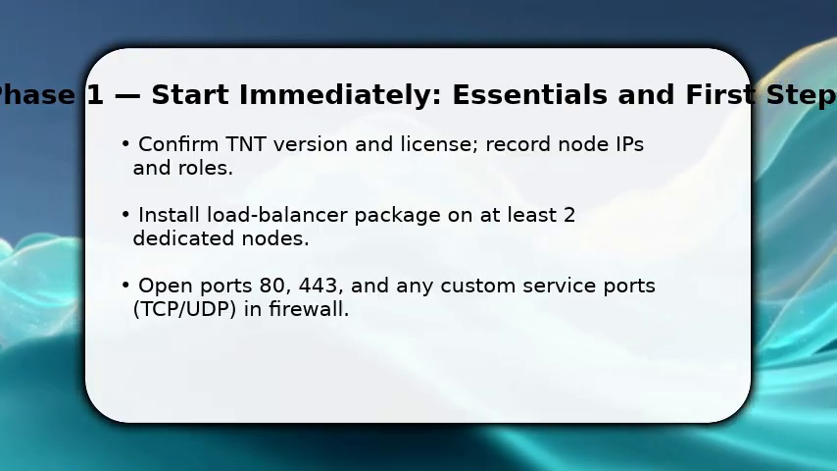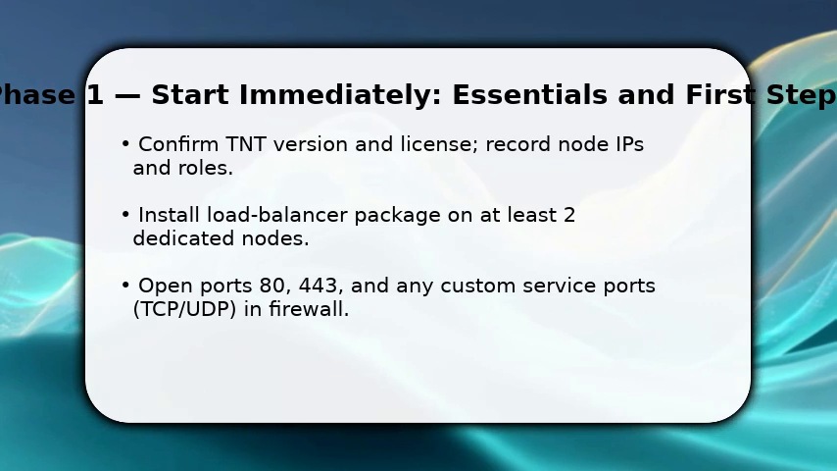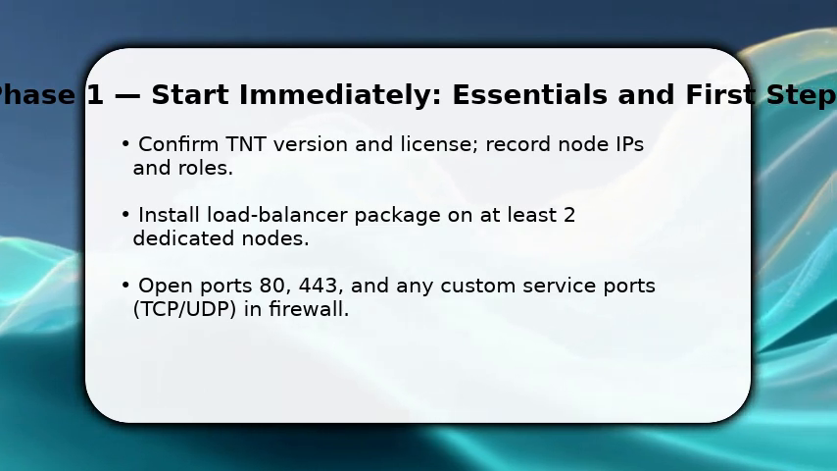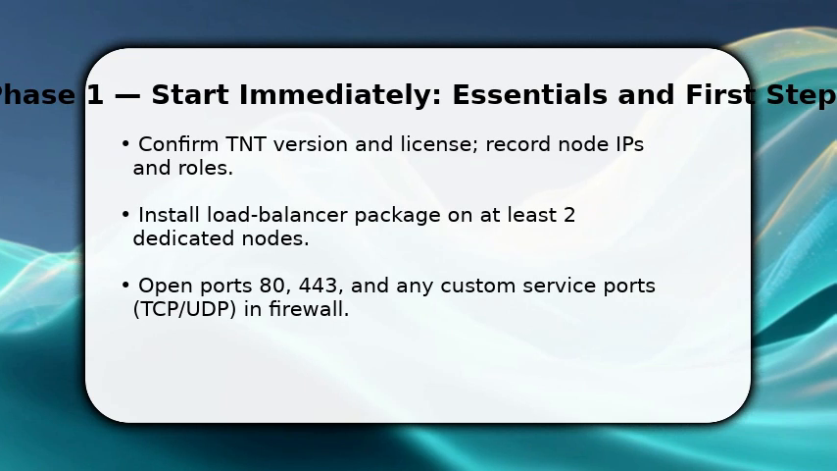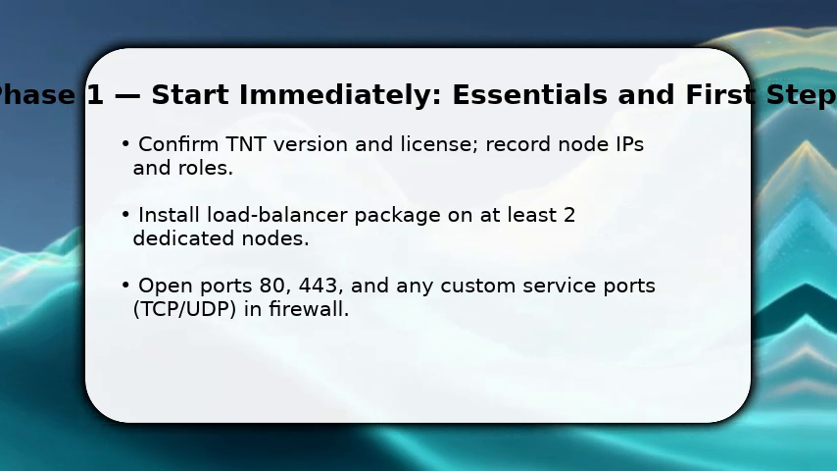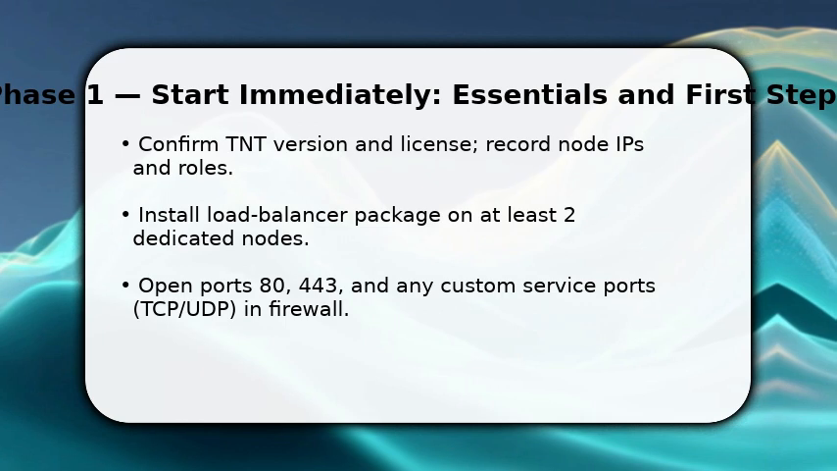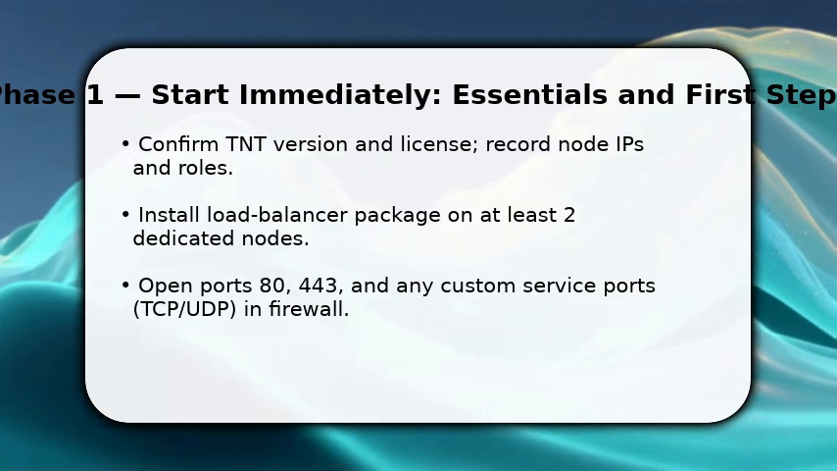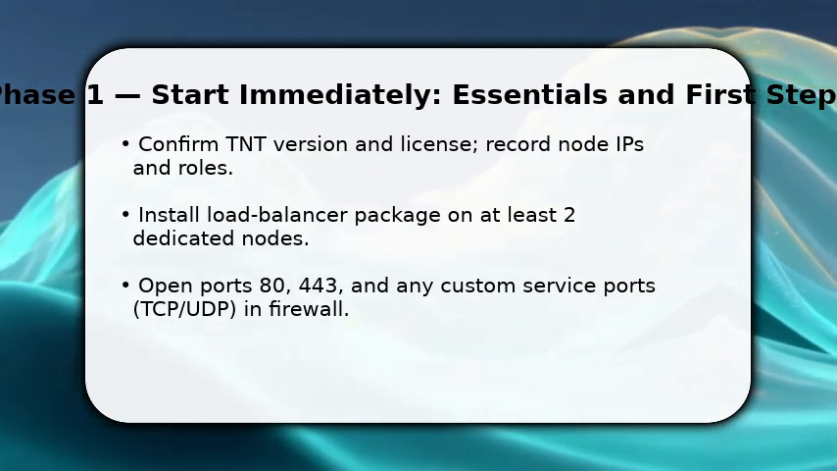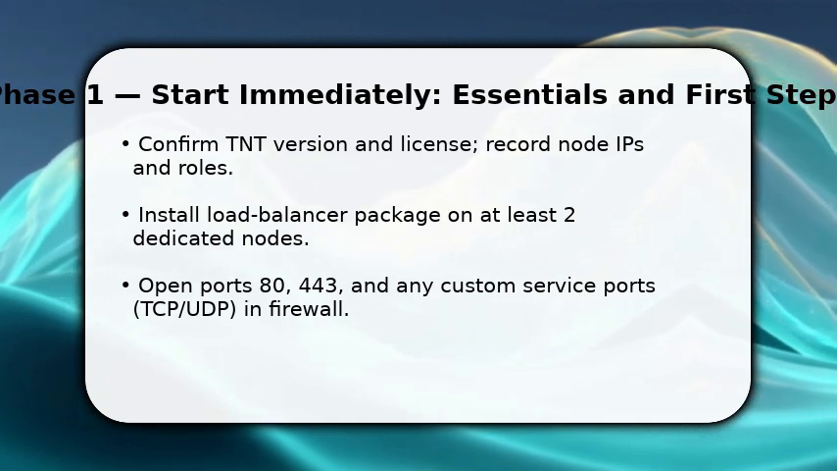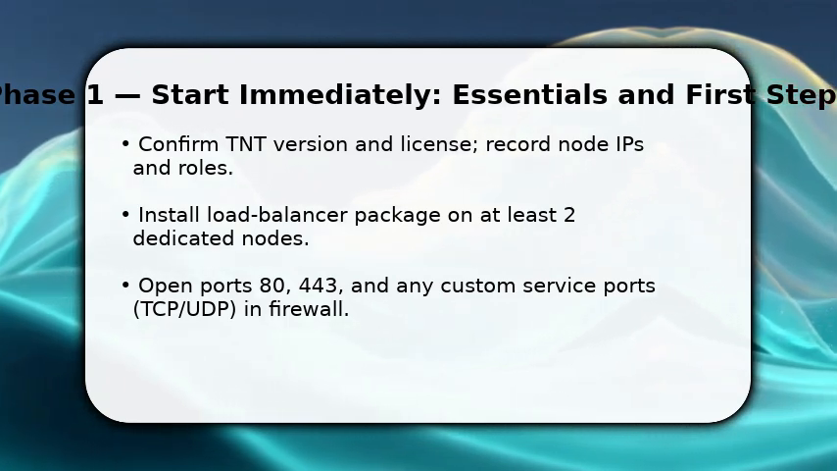You'll start by verifying TNT version and available nodes, because compatibility matters. Once confirmed, install the load balancer package on 2 or more dedicated nodes to avoid single points of failure. Next, configure node IP addresses and assign roles, primary, secondary, worker, so traffic routing is predictable.